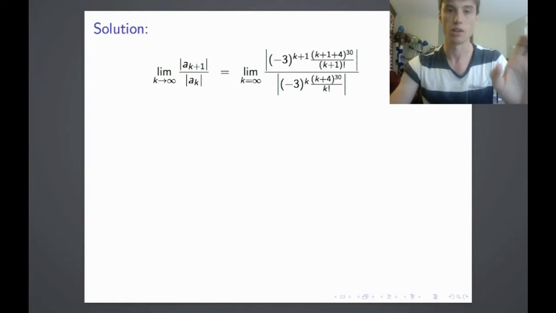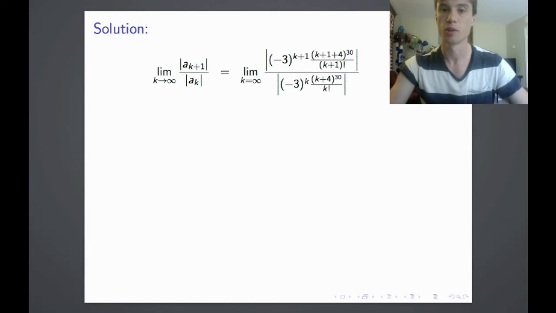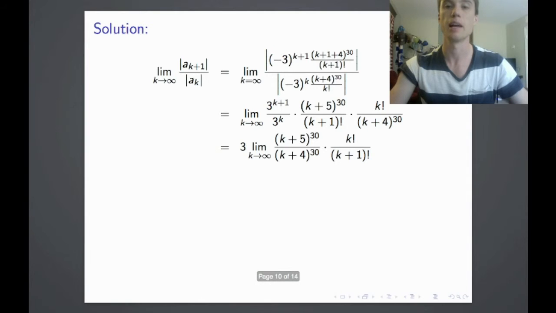So here we have written the (k+1)th term divided by the kth term. Our job will be to simplify this expression and then group like terms for direct comparison. We will multiply through by the reciprocal of (k+4)^30 over k factorial. Then we can combine the (k+5)^30 with the (k+4)^30 in one grouping, and also group the factorial terms.